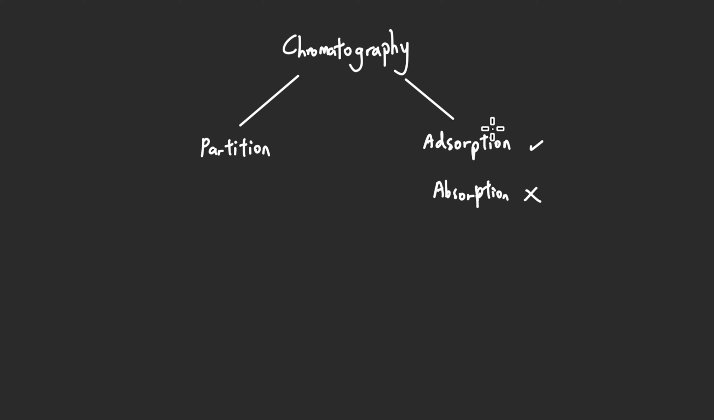Hi everyone, today I'm going to introduce two types of the principle of chromatography and their examples. So the first type is partition and the second type is adsorption. Note that adsorption is spelled A-D-S-O-R-P, but not the word absorb. So it's this one, not this one. So what is their difference?